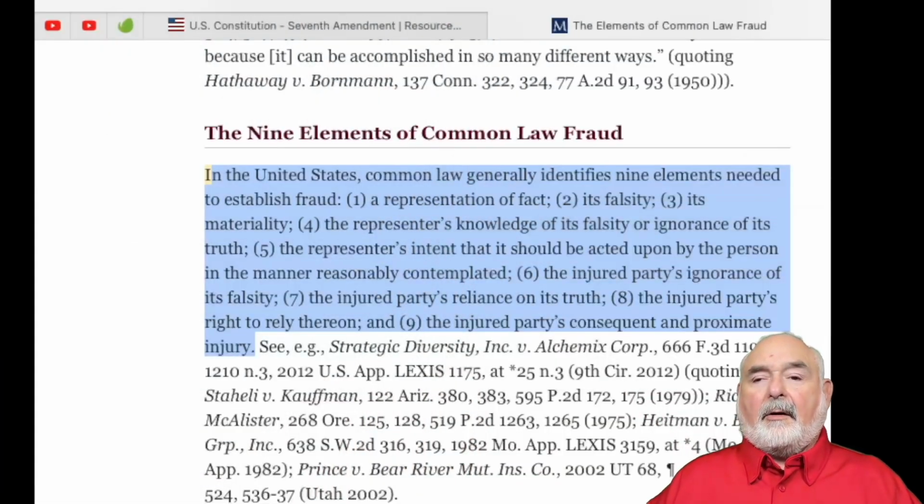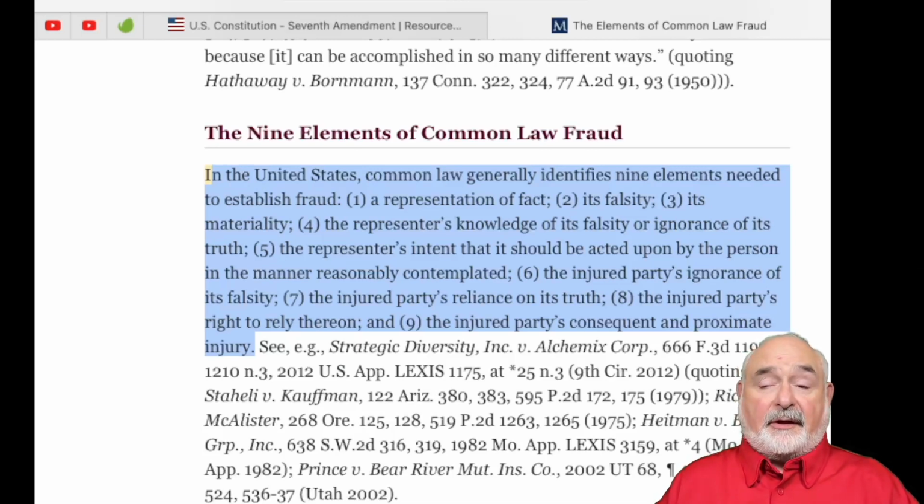So that's what that case is about, but it is not a common law fraud case. In a common law fraud case, you have to prove all 9 badges of fraud. And here are the 9 badges of fraud. You have to make a representation of fact. You have to establish that it's false. You have to establish that it is material. The representer's knowledge of falsity or ignorance of its truth has to be established.